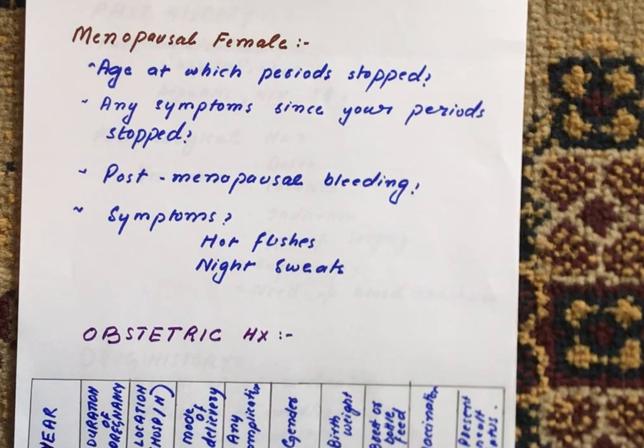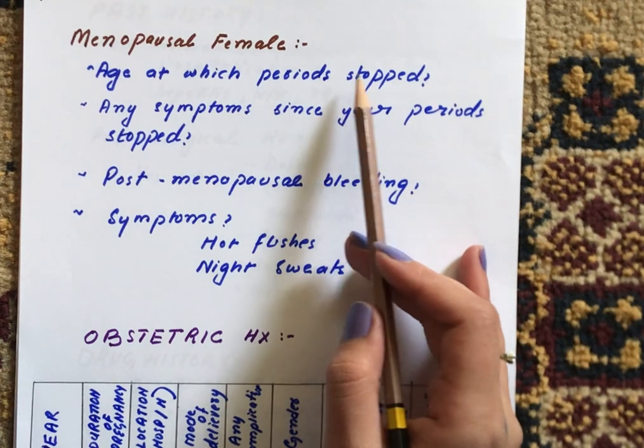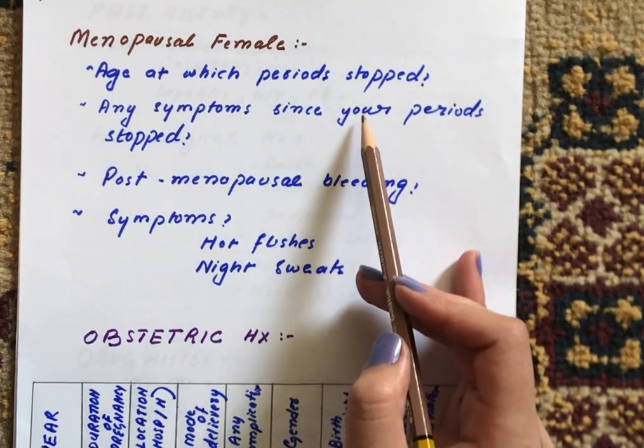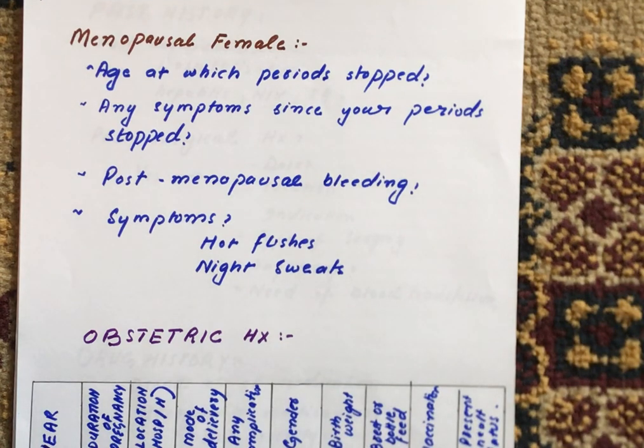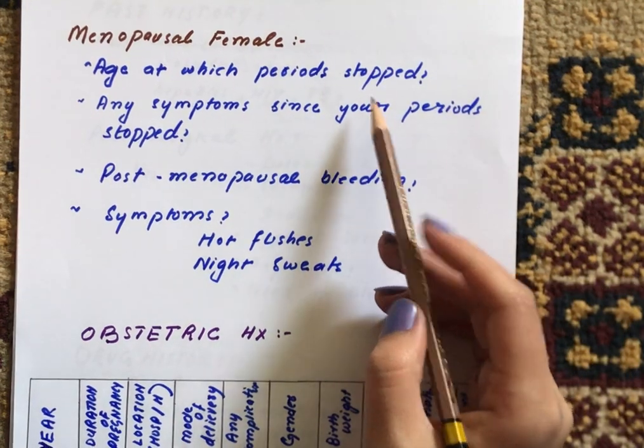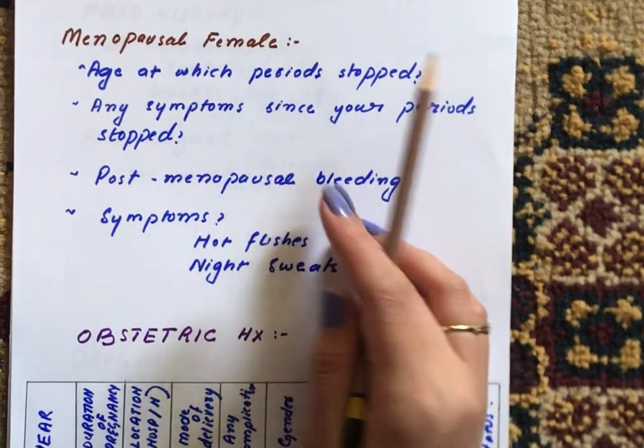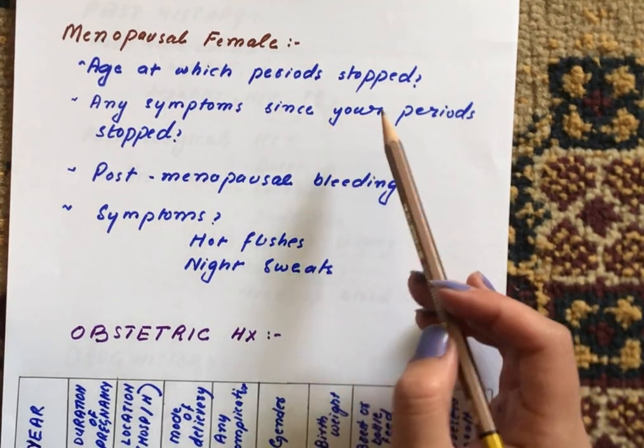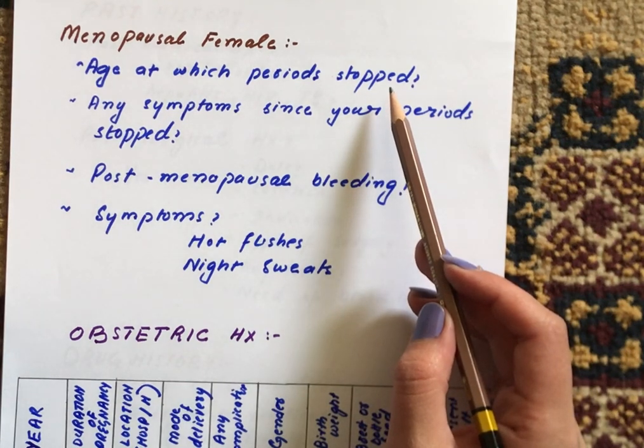Now, what should you ask from a menopausal female? First question should be, how old were you when your period stopped? Any symptoms, because the diseases in postmenopausal patients are sometimes different from those in their reproductive age, because some carcinomas and some diseases are common in postmenopausal females. So if the patient has had her menopause, then postmenopausal history is important. At what age did her period stop?